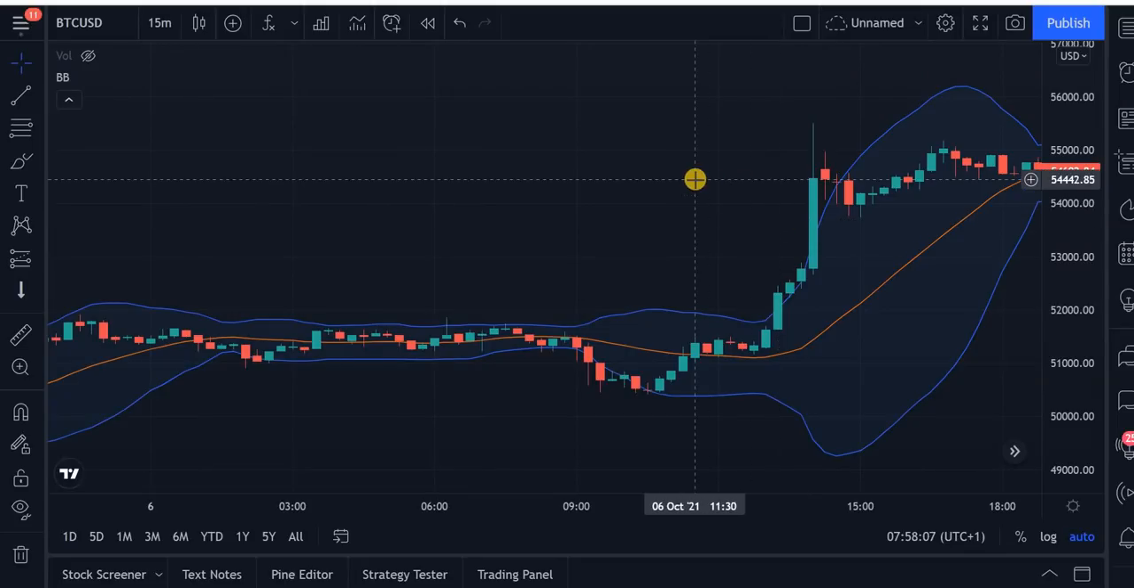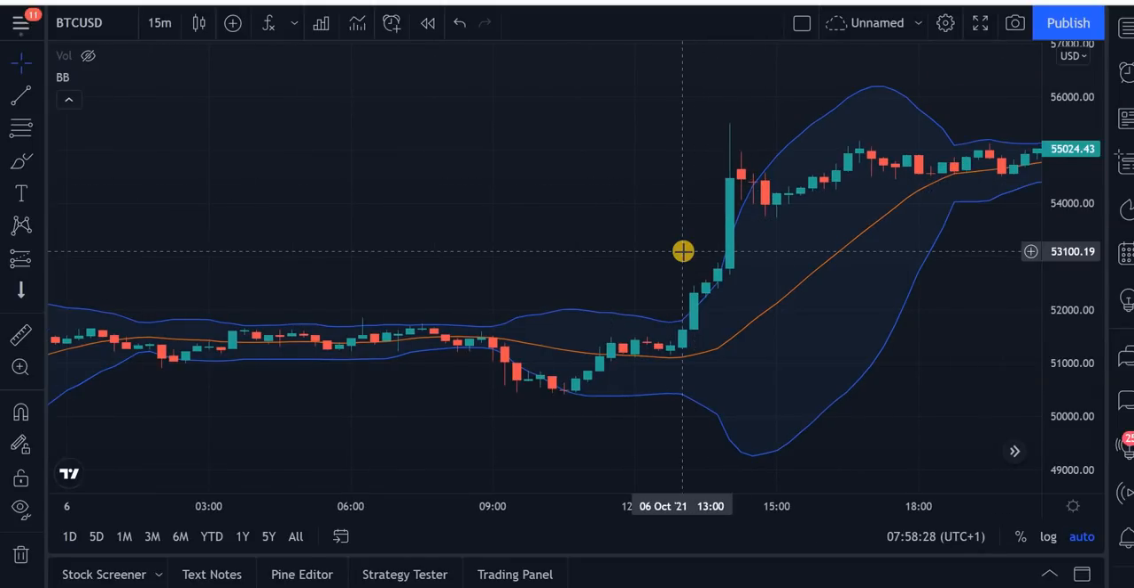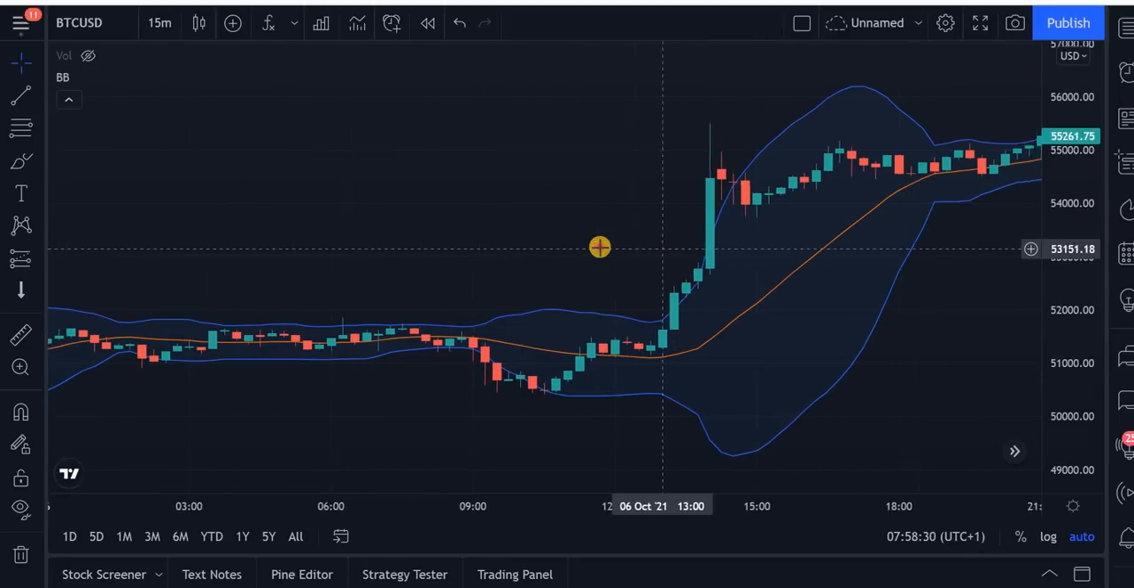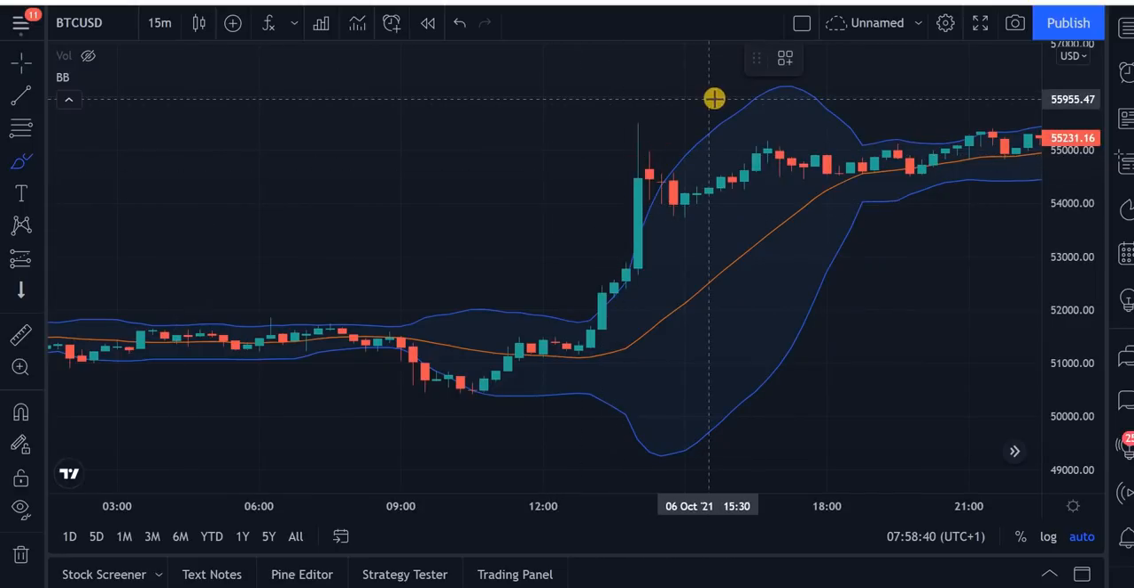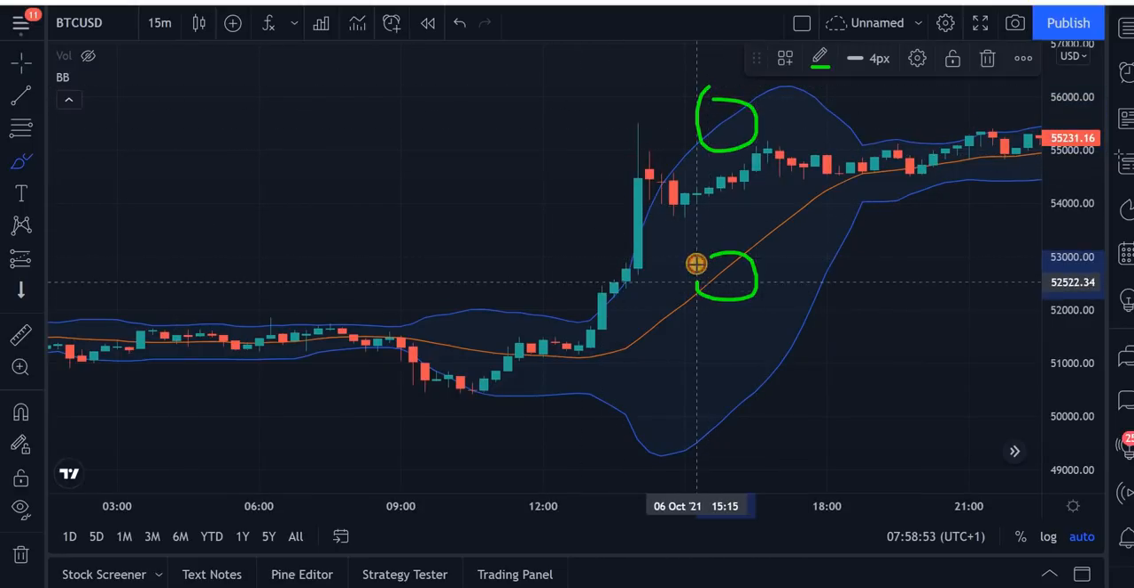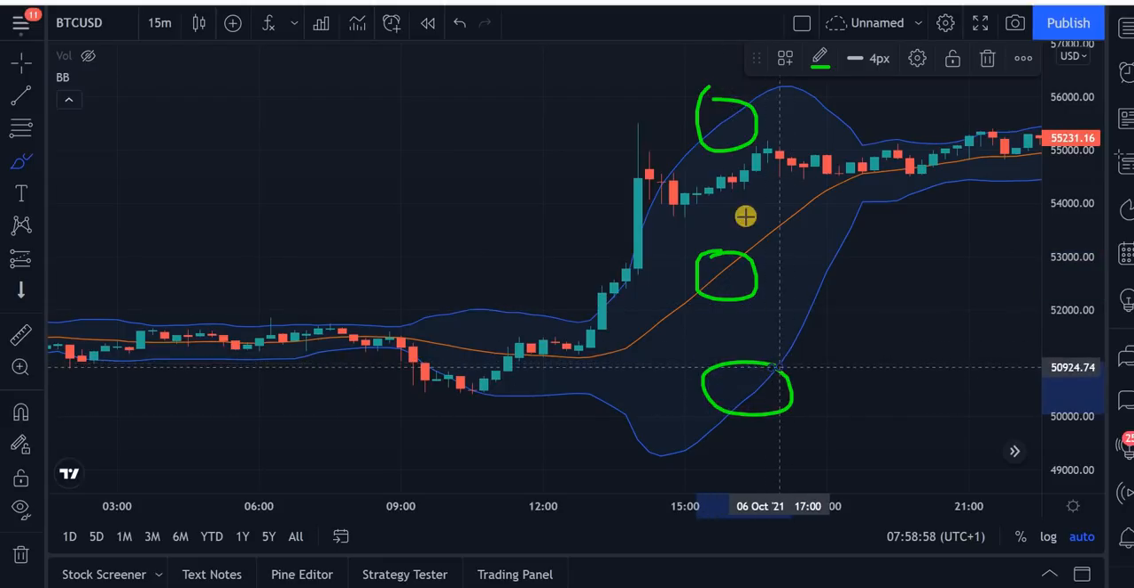Now this is how the Bollinger Band looks. The basic explanation of this indicator is that the Bollinger Band consists of the upper band, this top line right here, the moving average, this middle line right here, and the lower band, this last line right here. Now this is what the Bollinger Band consists of: the upper band, the moving average, and the lower band.